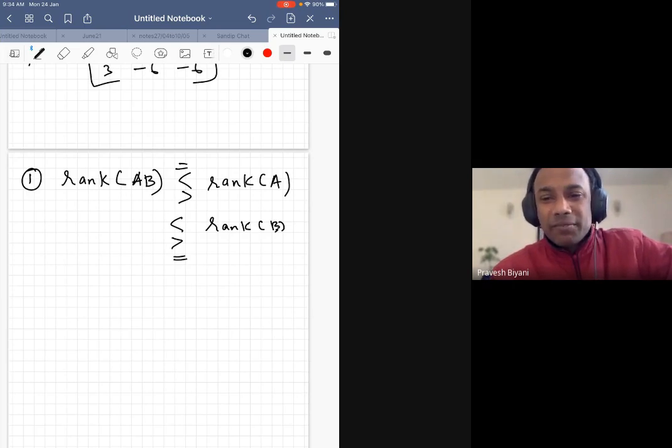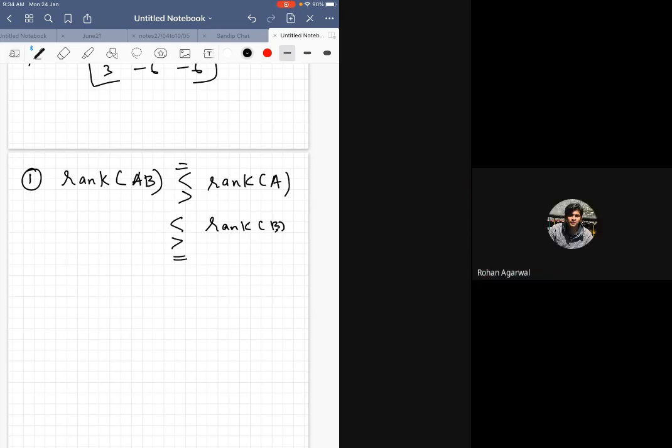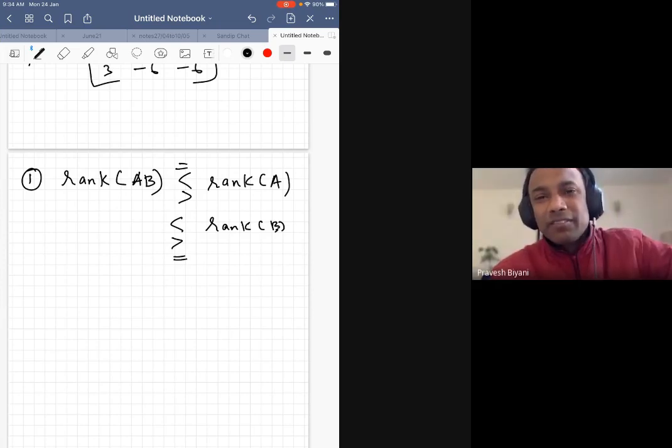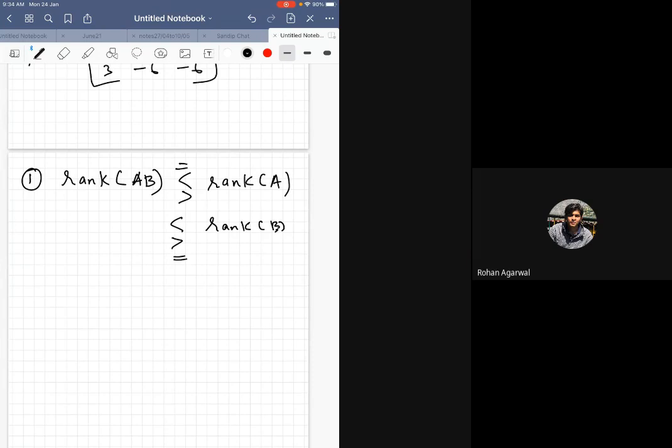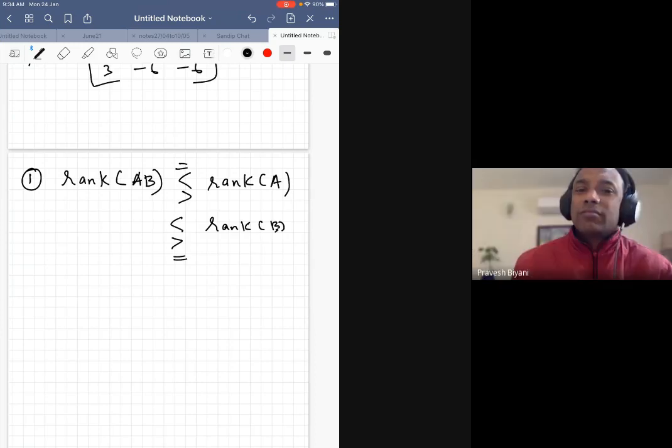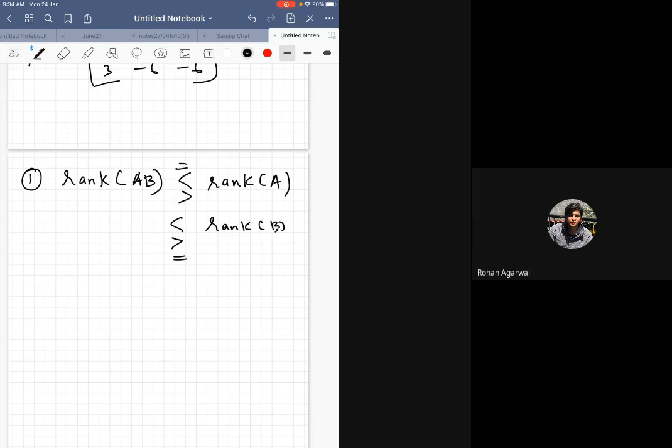Anybody else? So it will be less than the rank of A only. What about the rank of B? Same, sir, because when we multiply AB, AB is nothing but a linear combination of the columns of A. So that's how I can say that the rank of AB will be less than or equal to the rank of A.